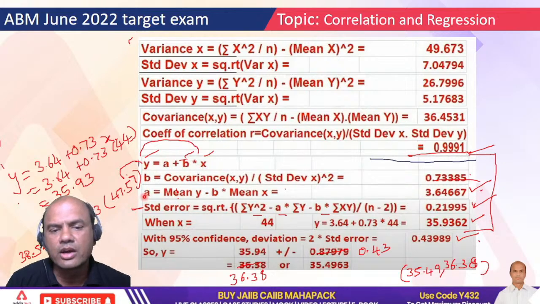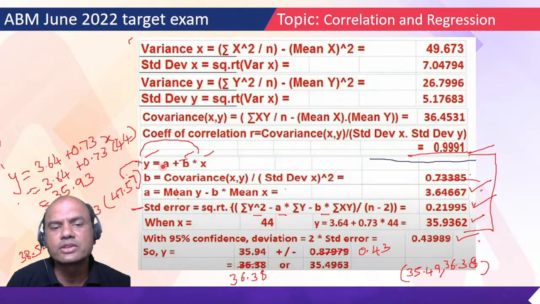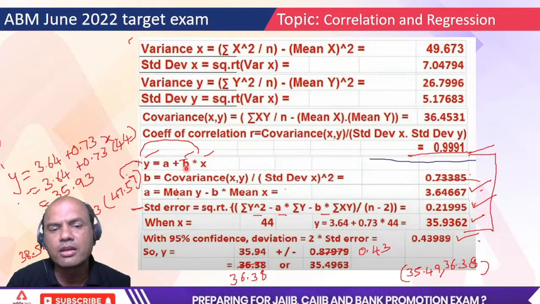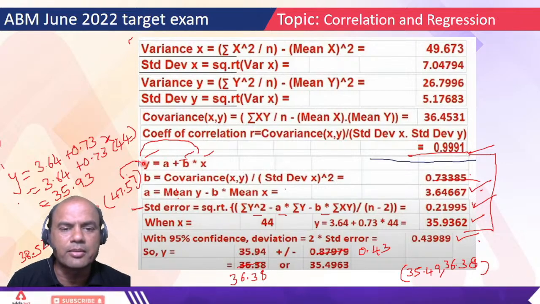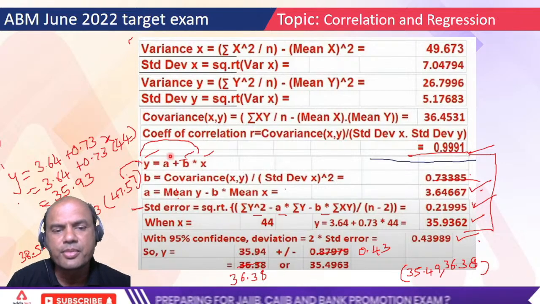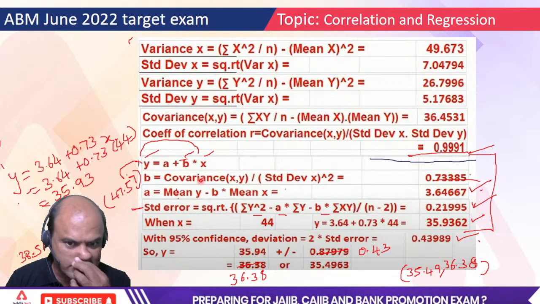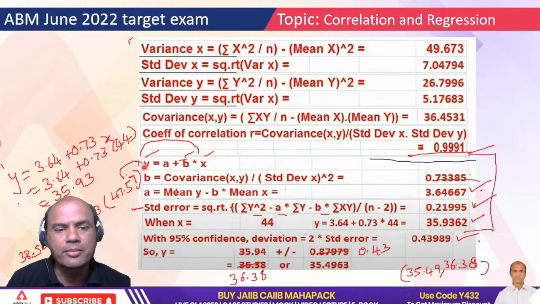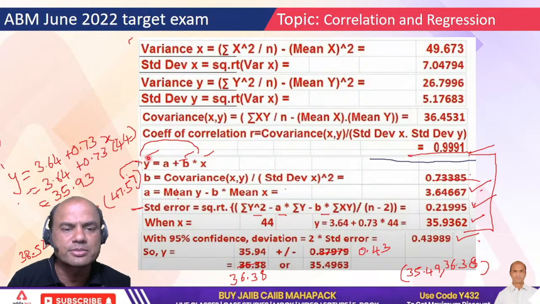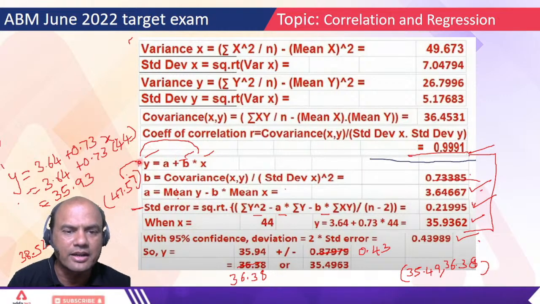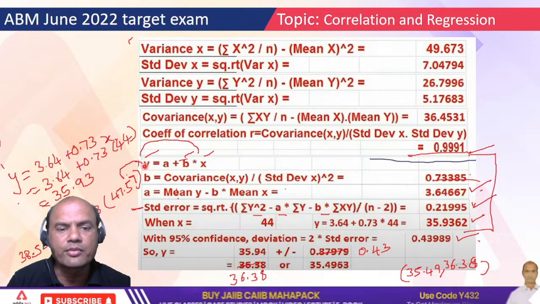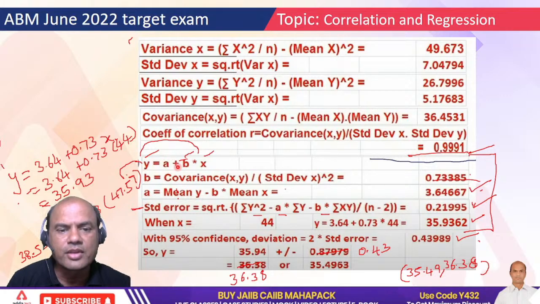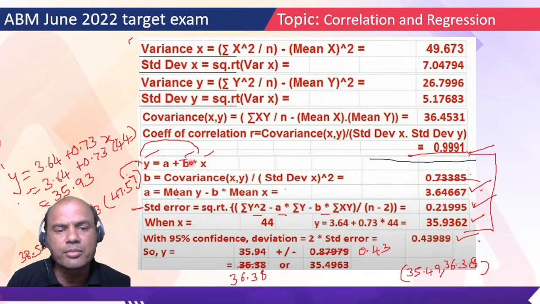Now find A. How to find A? See here, y equals A plus Bx. Now you have got B. You also know x bar and y bar. So if you input the value of x bar, B and y bar, you will get the answer for A. A means mean of y, y bar, minus B into x bar. I will take B into x on this side. So A becomes y bar minus B x bar. I will input the value of y bar, B and x bar.